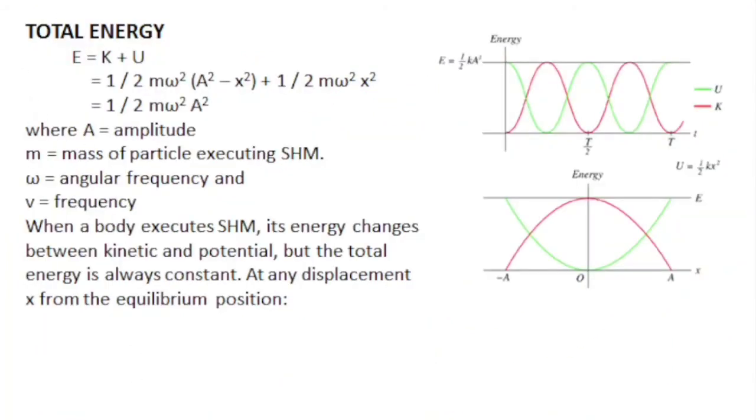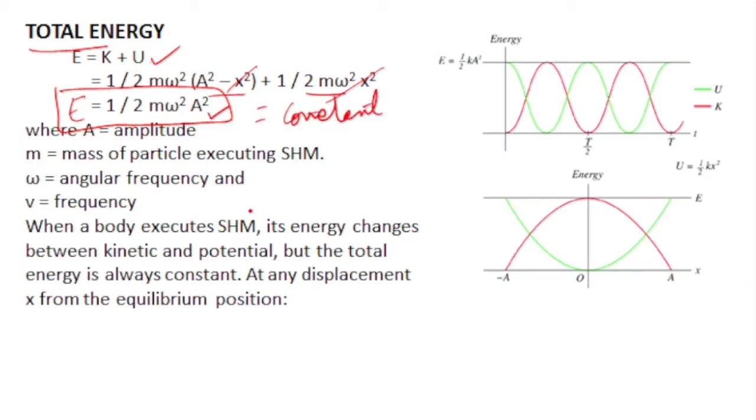Next slide is there. The total energy is given by the sum of kinetic energy plus potential energy. Kinetic energy is half m omega square (a square minus x square) plus potential energy half m omega square x square. Here this term and this term cancel, only left with half m omega square a square, and this is the expression for total energy in simple harmonic motion. The mass of the particle is constant, omega angular frequency is constant, amplitude is also constant. So all these terms are constant, so total energy is always constant in simple harmonic motion.